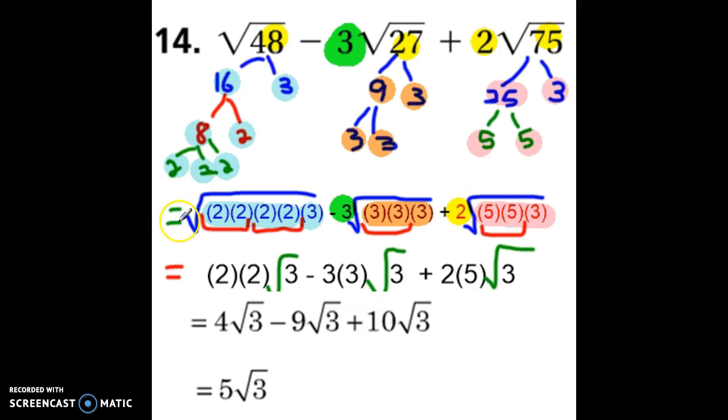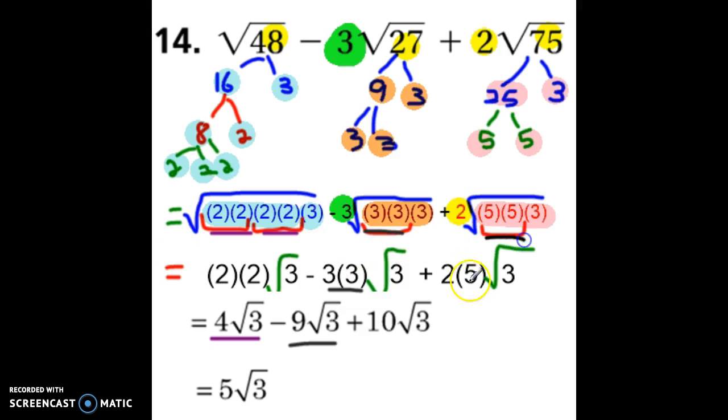I am looking for sets of 2's to come out. So I have 2 and 2. 3 stays under the radical. That's how I got 4 square root of 3. I have a set of 3's that come out, multiplied by that 3. So 3 times 3 is 9. So that's how I got 9 square root of 3.